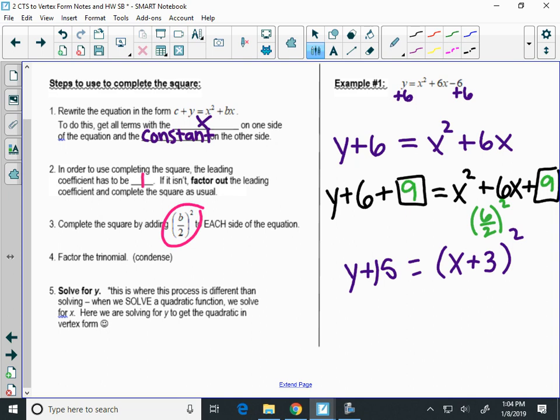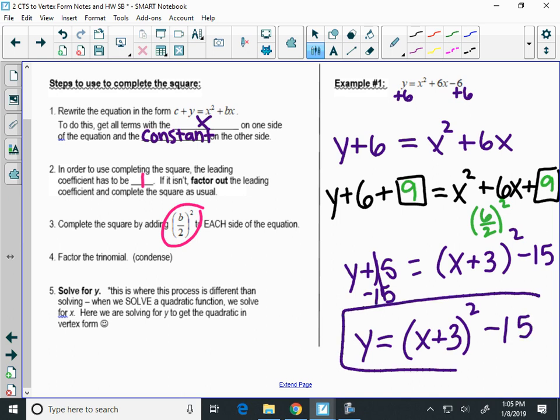You can probably see that we're almost done. This is starting to look like vertex form because all you have to do now is subtract 15 from both sides. So you end up with the equivalent vertex form of this parabola being y equals x plus 3, the quantity squared, minus 15. And that's your equation. So if you graph that and the original standard form at the same time, they would give you the same parabola. Before we move on, what is the vertex of this parabola?